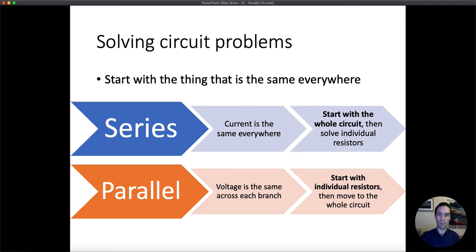When we solve circuit problems, any kind of circuit, you want to start with the thing that is the same everywhere in the circuit. In a series circuit, that's the current. The current is the same everywhere in a series circuit. So you're going to start with the whole circuit, start by finding the current in the entire circuit, and then you're going to solve the individual resistors. A parallel circuit, you want to take the opposite approach. Because the voltage is the thing that's the same across each branch of the circuit, you're going to start with the individual resistors and then move to the whole circuit. Let's see what that looks like with a sample problem.